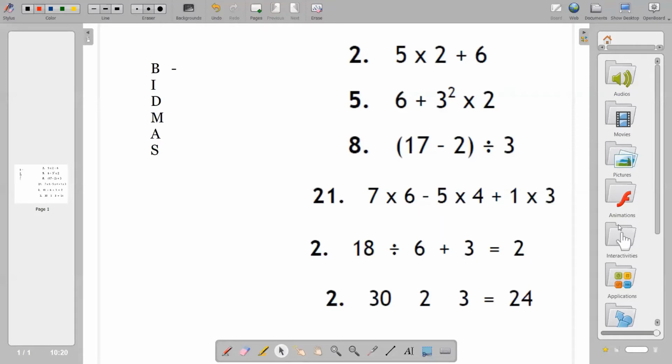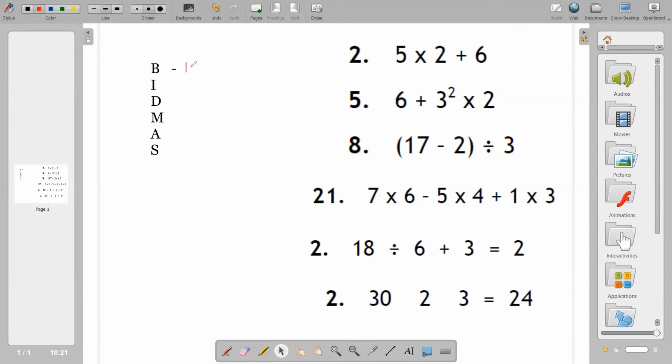Good morning, and today we're going to have a look at BIDMAS and how we make that work, or the rules we have to follow on BIDMAS. So the first thing to remember is BIDMAS is an acronym to help you remember the order of operations. So the first thing we need to do is remember what each letter stands for.